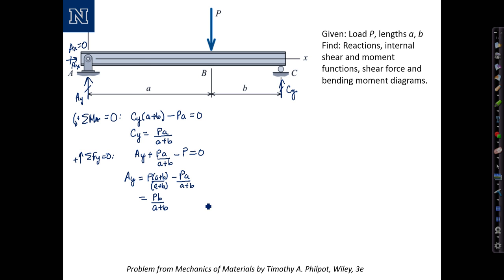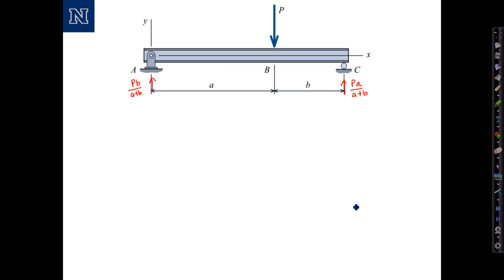Okay, we'll start with a clean sheet for the next part of the problem, replacing the unknown reactions with their known values in terms of P, A, and B, and then proceed to analyze for the shear and moment functions. Now we need to recognize that anywhere we have a change in the load, cross a concentrated force, or cross a concentrated moment, we're going to have a change in the internal shear and moment functions. So we need to divide the beam into regions and analyze each region separately.